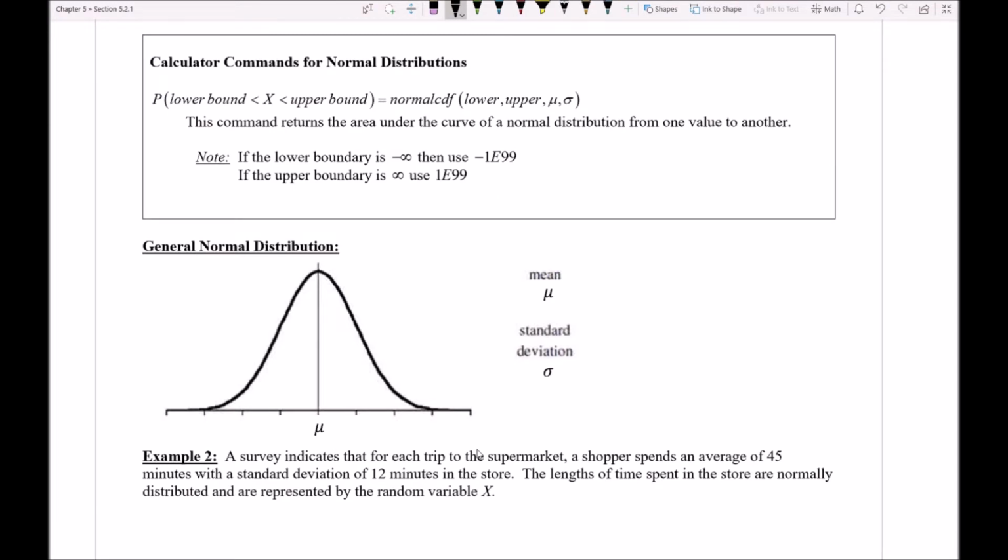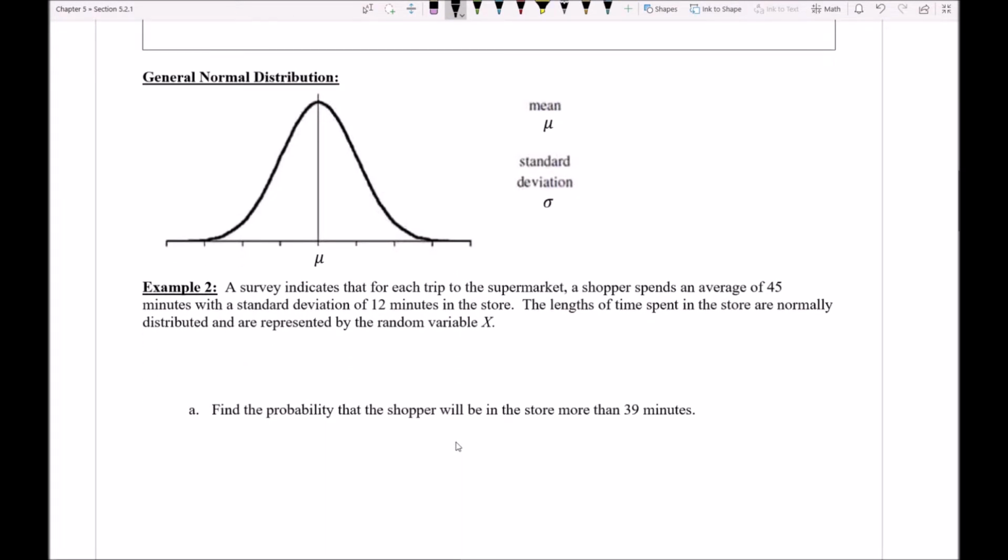Okay, so let's take a look at example 2 here and see what it says. A survey indicates that for each trip to the supermarket, a shopper spends an average of 45 minutes with a standard deviation of 12 minutes in the store. The lengths of time in the store are normally distributed and are represented by the random variable of x.